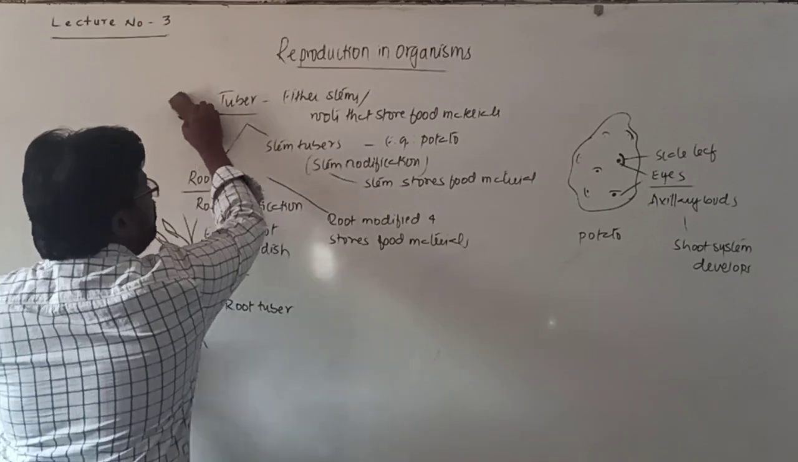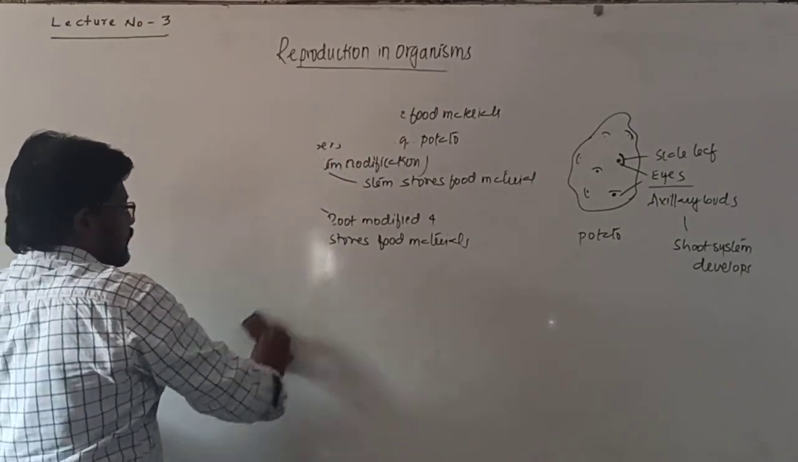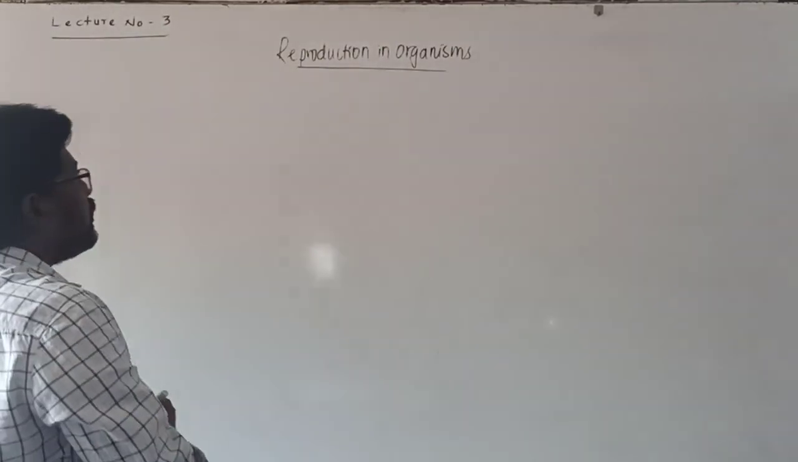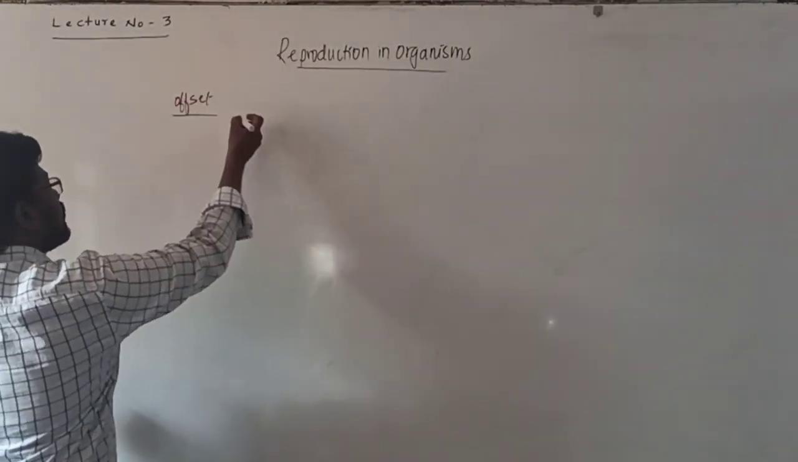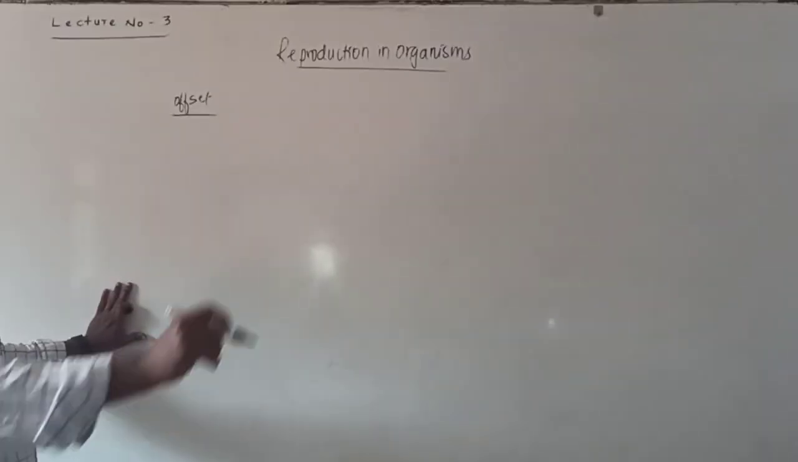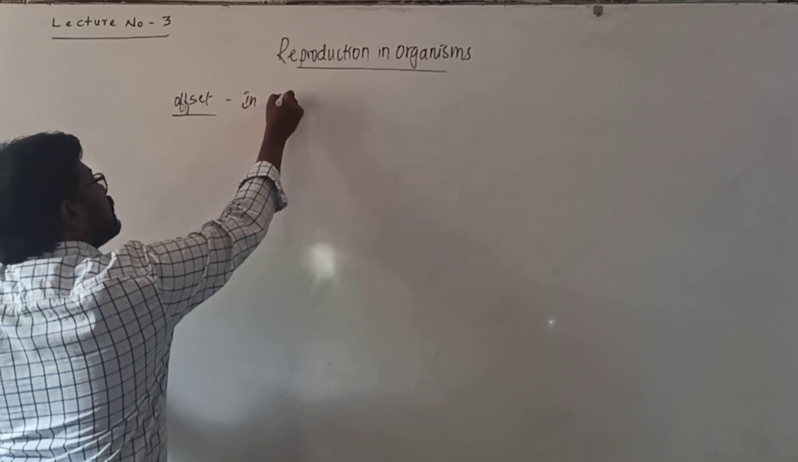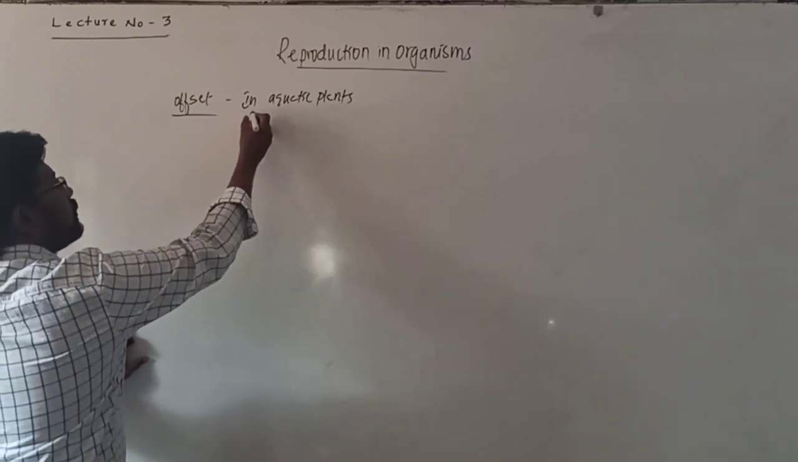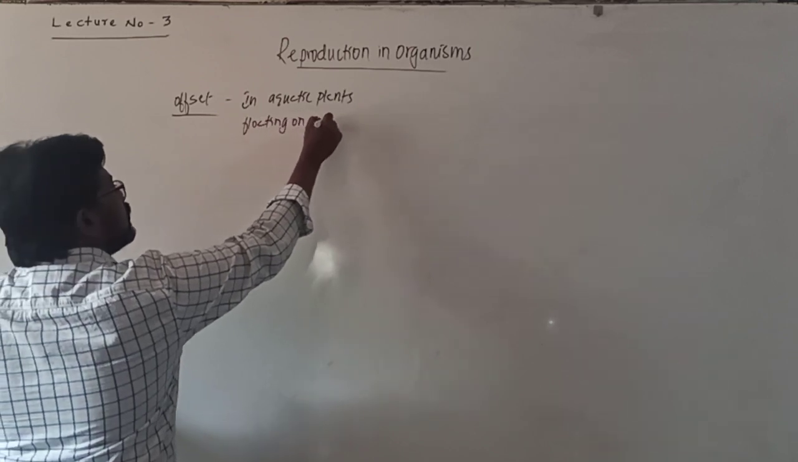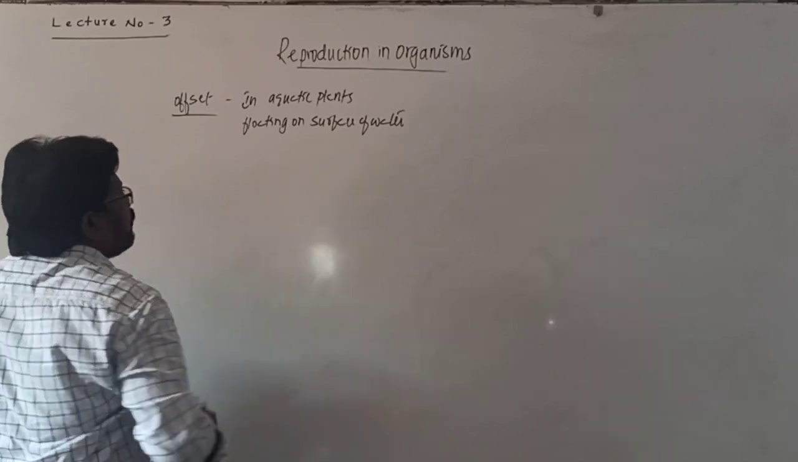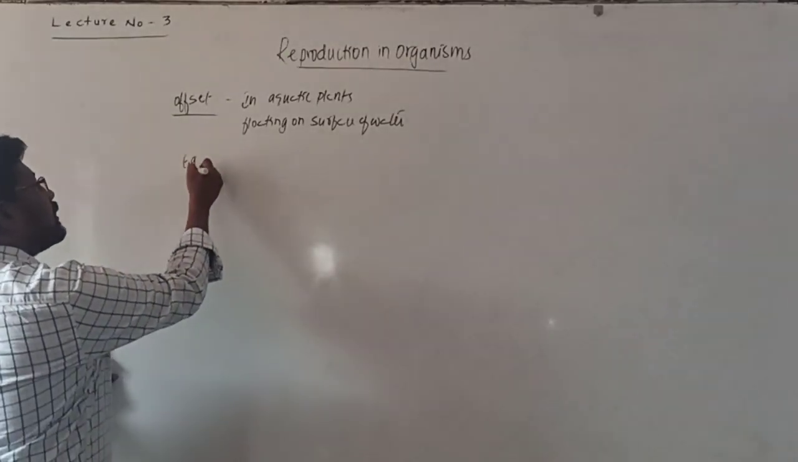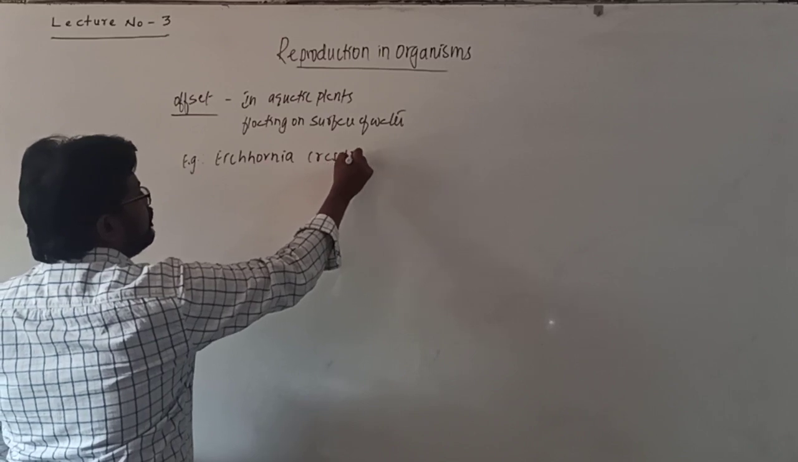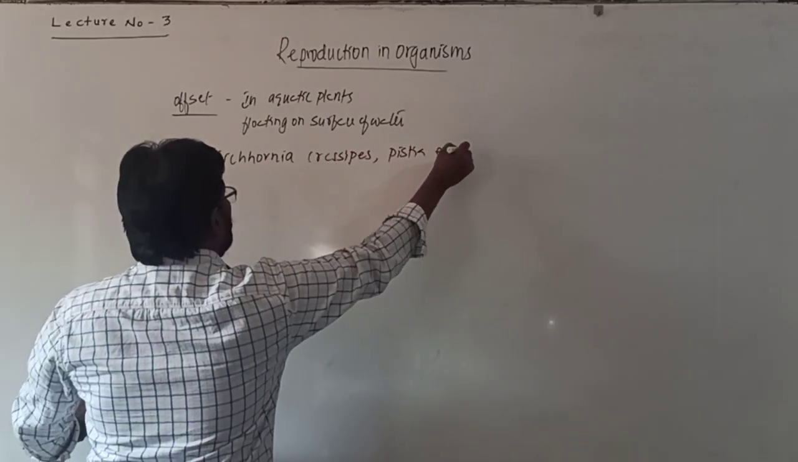The next type of vegetative propagule we shall see is offsets. So the next one is offset. Offsets are usually seen in the case of aquatic plants, those floating on the surface of water. Examples are Eichhornia crassipes, then Pistia, etc.